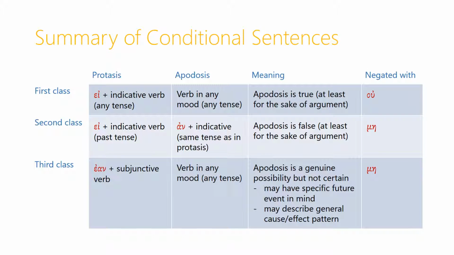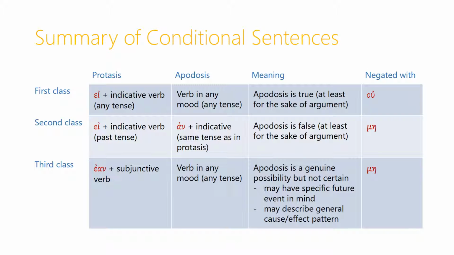So here's a summary of our conditional sentences. A first-class condition is one where the protasis uses ei plus an indicative verb, and the apodosis has the verb in any mood and any tense. And the meaning is that the condition is true, at least for the sake of argument. We would negate a first-class condition with ou.